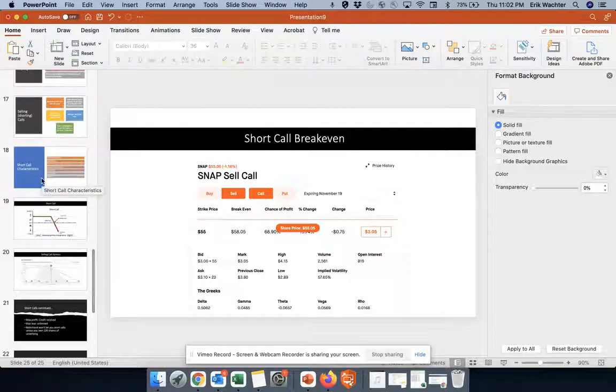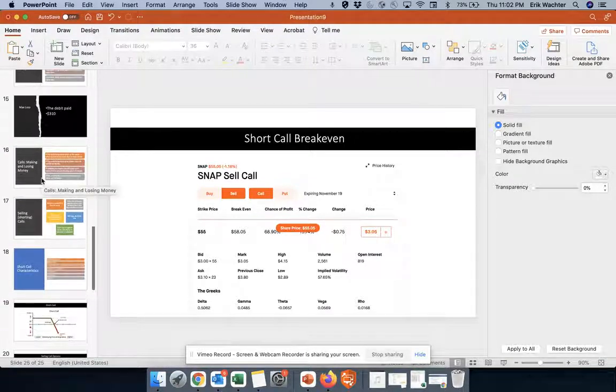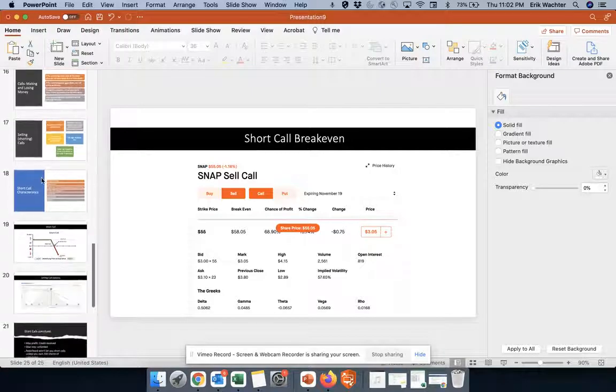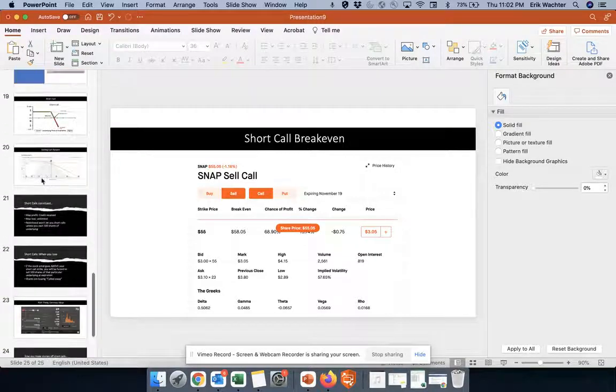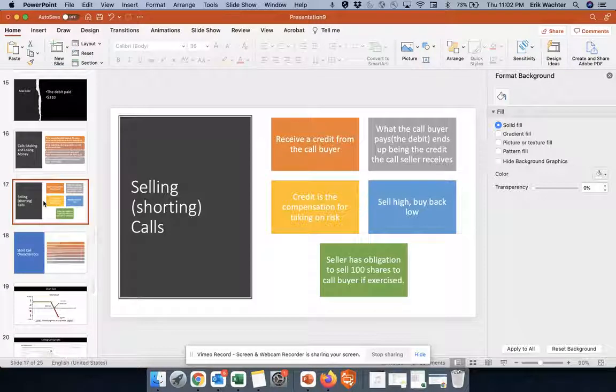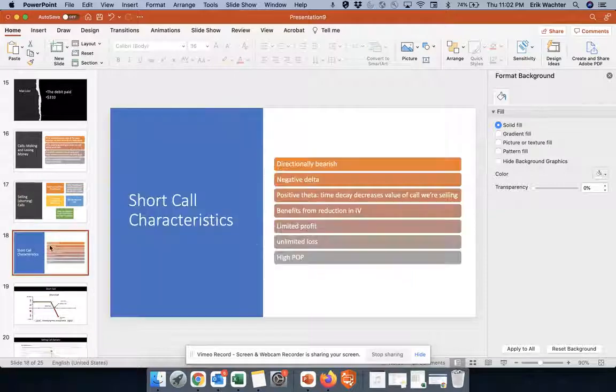I feel like we went a little bit more in depth into the call buying because I feel like that's the most important thing. But we talked about call selling. I'm trying to think if there's anything that I'm forgetting here. Directionally bearish, positive. I think we talked about the theta decay. Yeah, I think that's it.